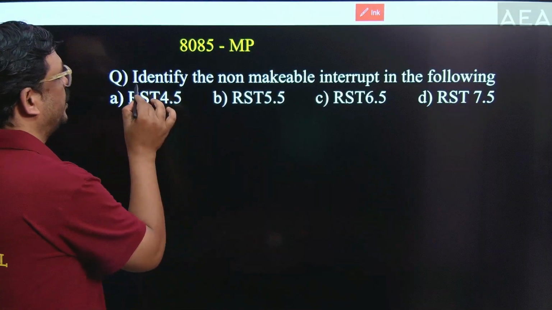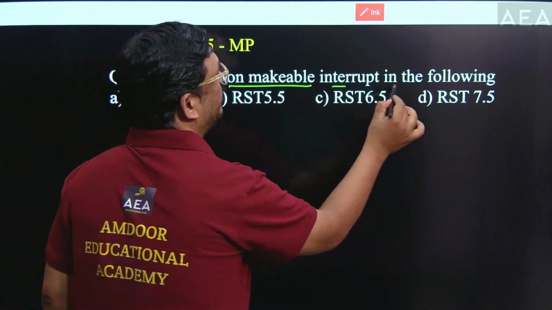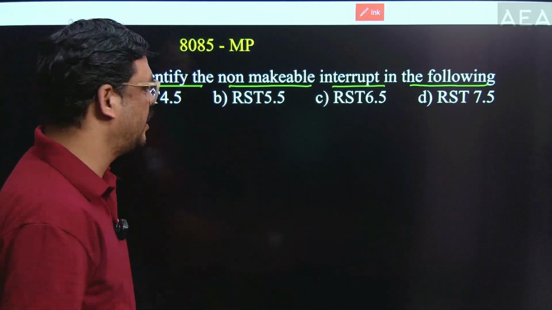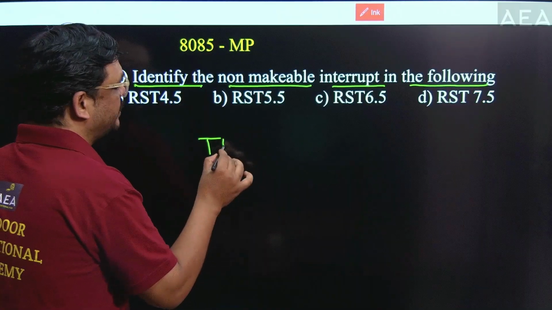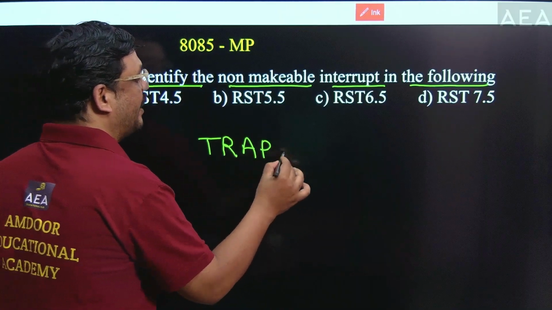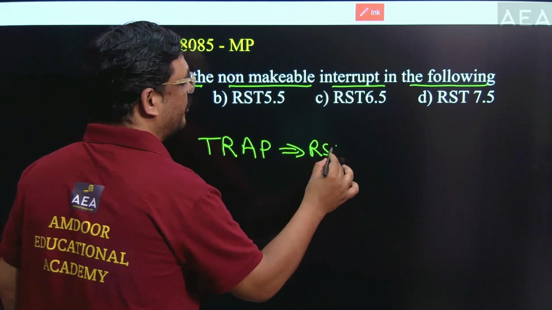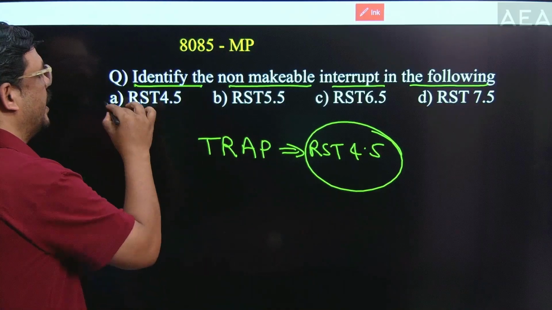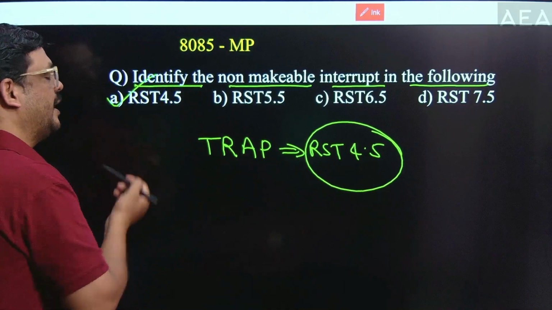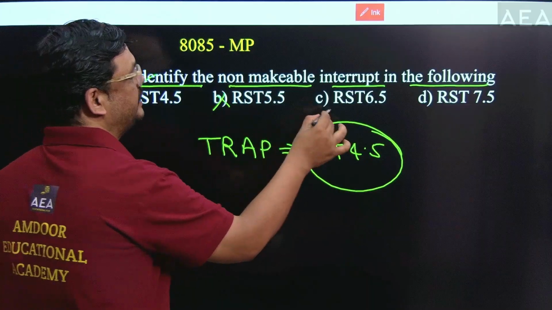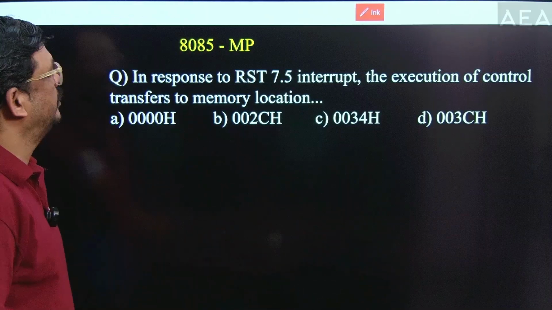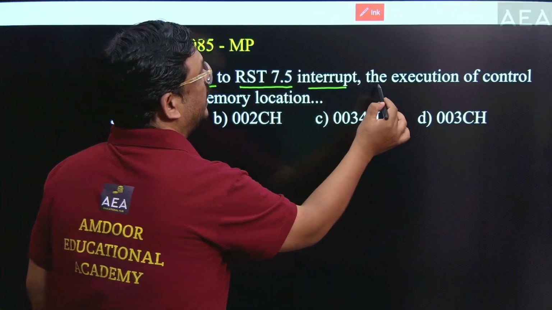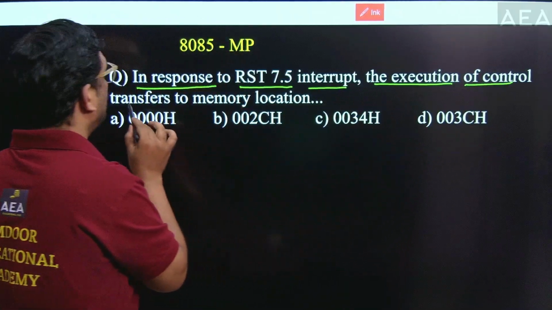Coming to the next question, identify the non-maskable interrupt in the following. Just now I have explained that the non-maskable interrupt is a trap interrupt. So generally we can write like this: trap is a non-maskable interrupt. Trap is also called RST 4.5. Now here the RST 4.5 option is given, so directly we can select option A, and options B, C and D are wrong.